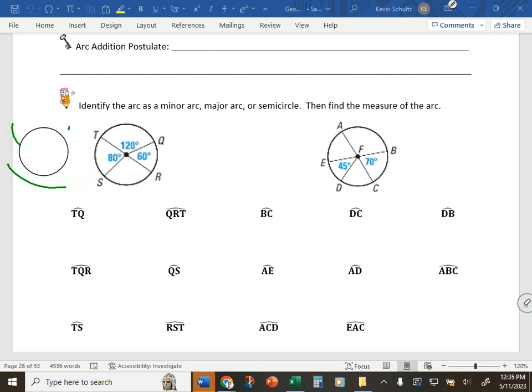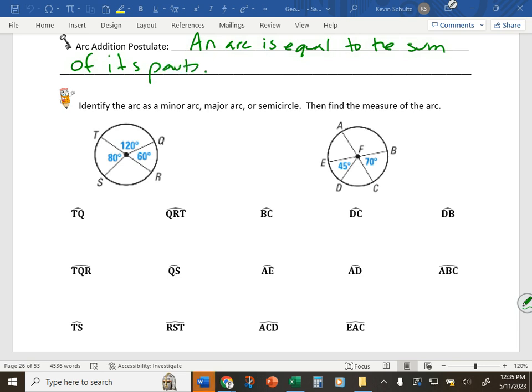We understand. Okay. The arc addition postulate is the same idea as the segment addition postulate or the angle addition postulate. Who remembers what those are and can apply it to arcs? Kylie? Two parts will equal the sum of the whole. Okay, an arc is equal to the sum of its parts, or kind of the other way around. The parts of an arc will sum to equal the whole arc.